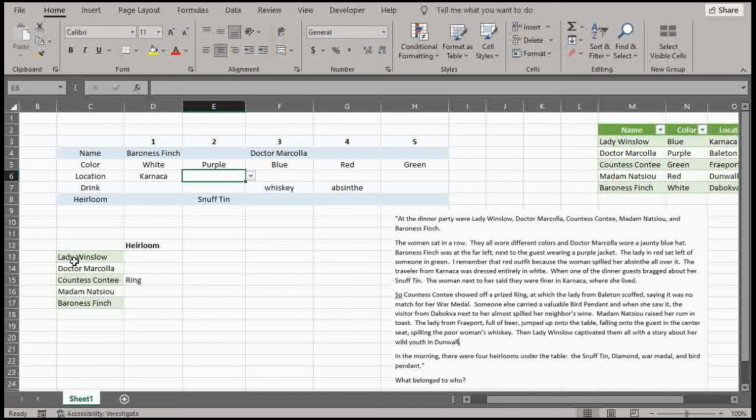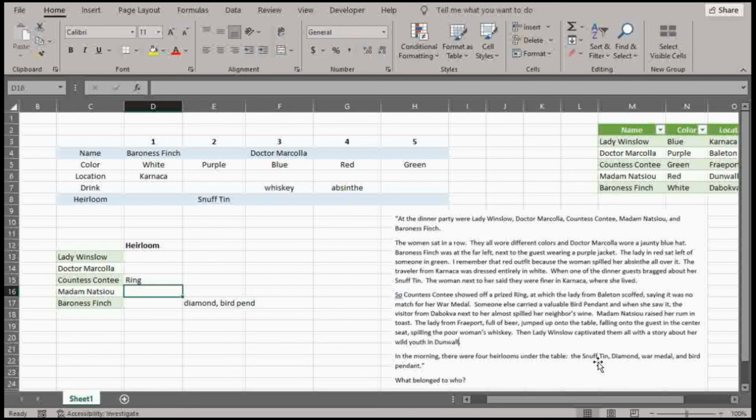So it can't be Finch. That's not her. The war medal she can't have, nor the snuff tin, nor the ring. So Baroness Finch has diamond and bird pendant left, I guess. So is it diamond? Bird pendant?